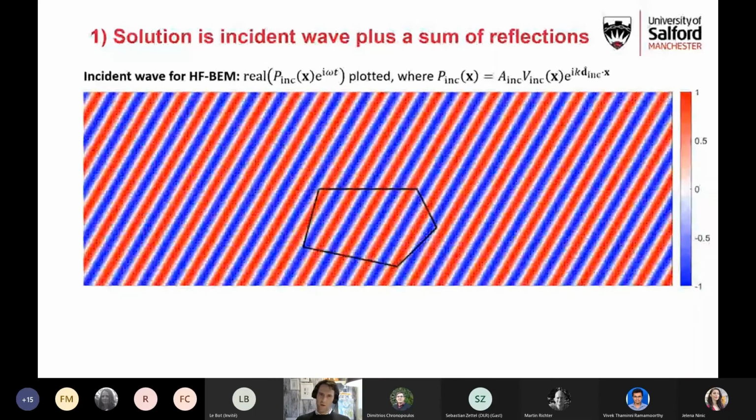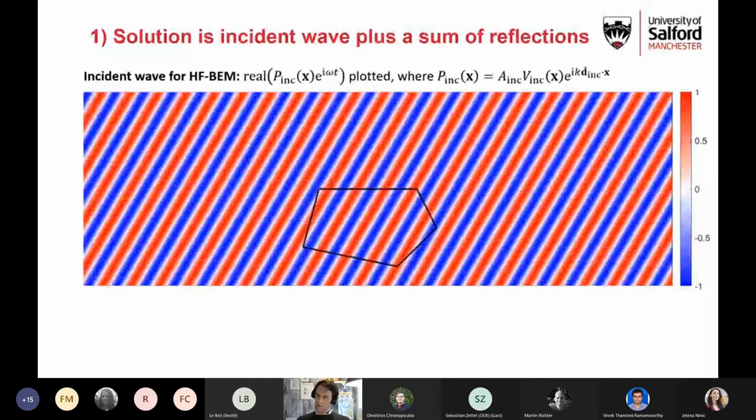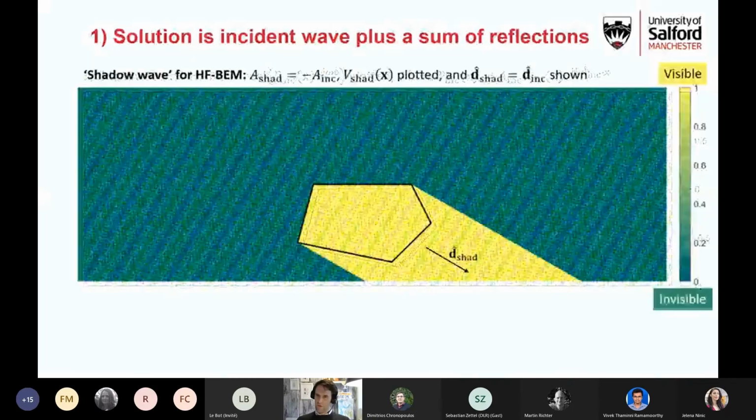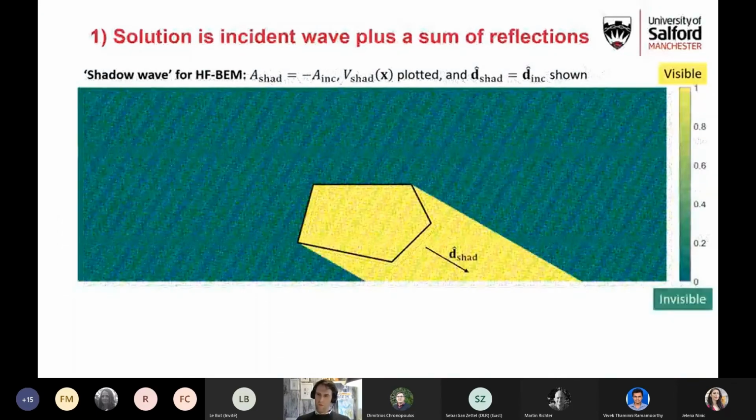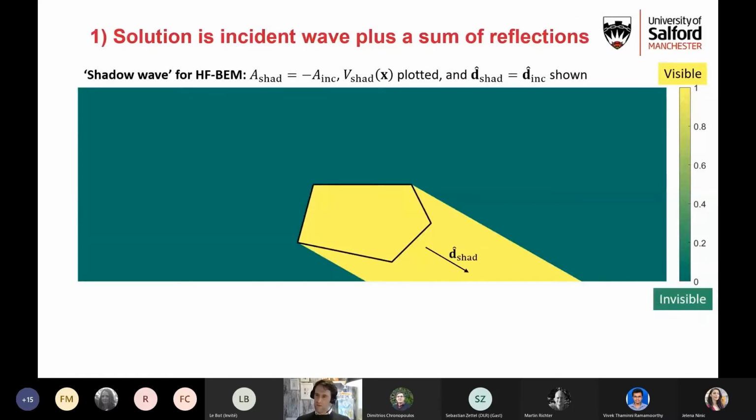the obstacle. And one of the components that's going to be in the scattered wave is something that I will call a shadow wave. And you won't hear many people talk about this because it's not very obvious in frequency domain boundary element method. But if you look at time domain boundary element, you can really see these things coming out, and it's obvious that they come off the back of the front illuminated surfaces.